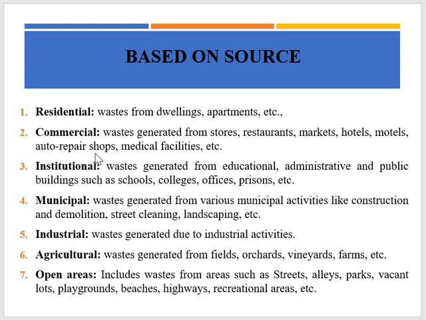Second one is commercial solid waste. This type of waste includes leftover food, glass materials, metals, ashes, and is generated from stores, restaurants, markets, hotels, motels, auto repair shops, medical facilities, etc. And the third one is institutional solid waste. It can be the waste generated from educational, administrative, and public buildings such as schools, colleges, offices, prisons, etc. The waste can include plastic, paper, glass, and similar kinds of waste.